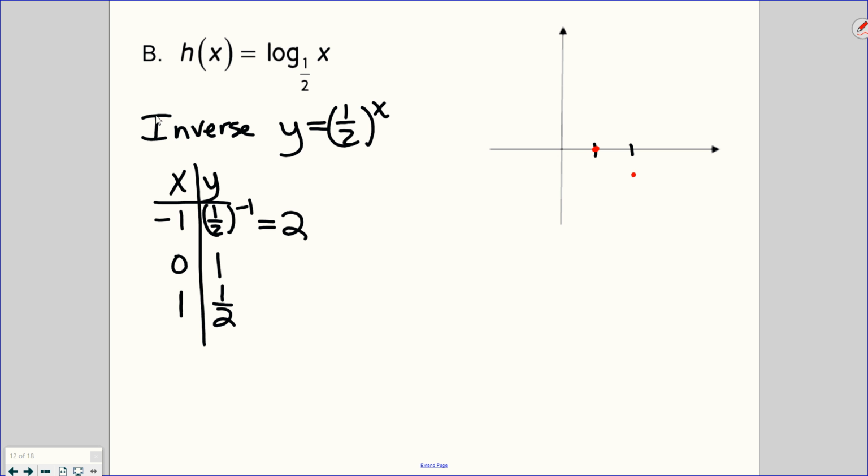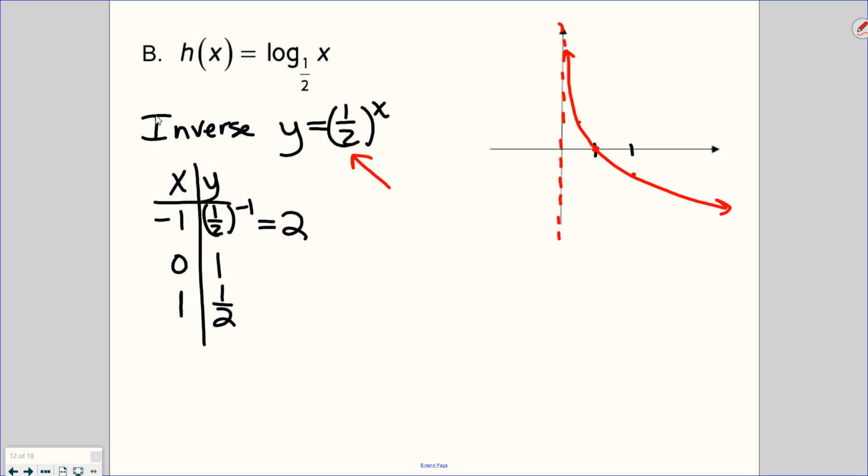And instead of 1, 1/2, I'll have 1/2, 1. So you can see if b is less than 1, it is now a decreasing function, which should make sense because you remember this function would be exponential decay. And so its equivalent, or the log function that it is the inverse of, will also be decreasing.